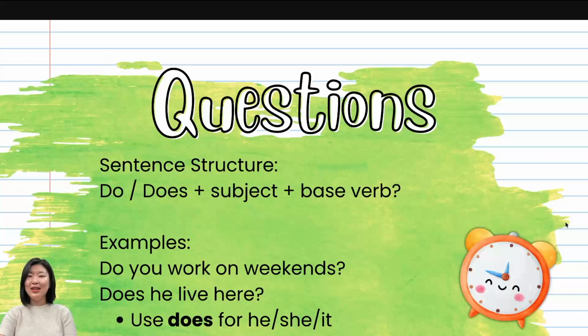So let's take a look at the examples. First, do you work on weekends? We started off with do because you is not a third person singular. So, do you work on weekends? The second example is, does he live here? He is a third person singular, so you have to start your sentence with does. So make sure to use does for subject he, she, or it.